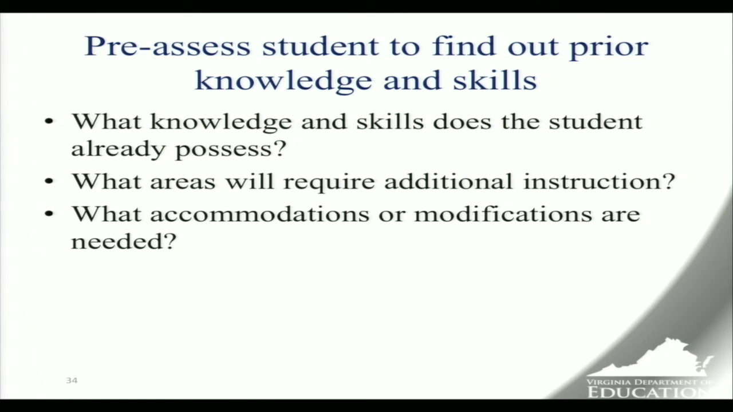Thinking within the context of the environments where the student would be expected to perform the skill, educators and teams must assess what knowledge and skills the student already possesses. This information can come from existing data, as well as using assessment techniques such as situational assessments that we will talk about later in this webcast. Based on this data, the team will identify areas that will require additional instruction.